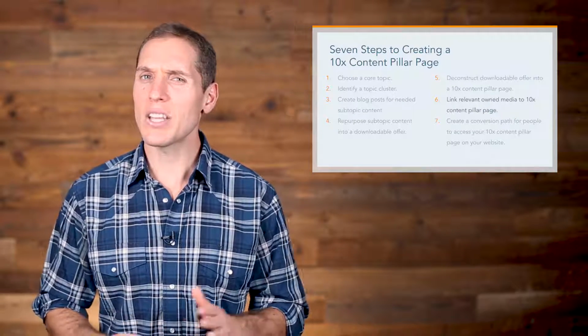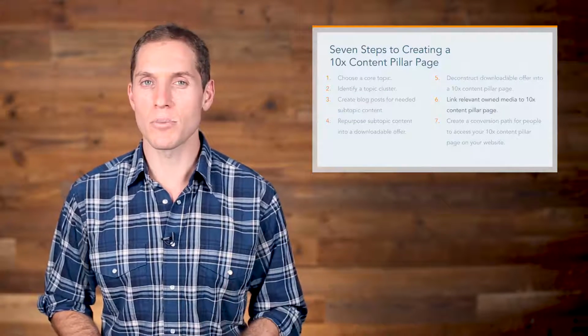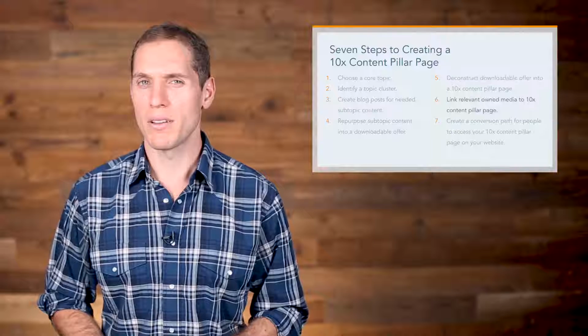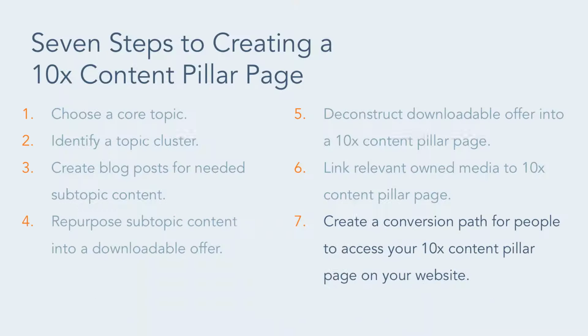And don't just add any old link text. Take the time to update the anchor text to something descriptive that supports the core topic. Atuma linked more than 20 relevant pieces of content to their 10x content pillar page. And you'll notice they took the time to create descriptive anchor text to let the searcher and search engine know where they're going. Seventh, Atuma created a conversion path for people to access their 10x content pillar page.